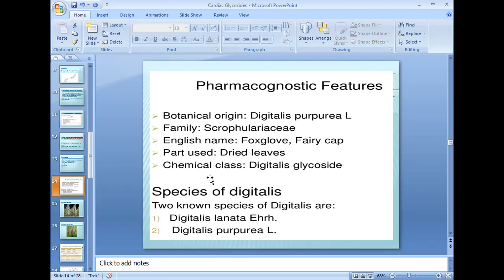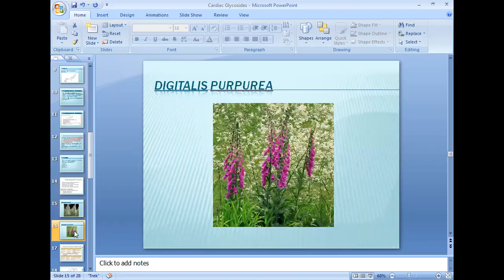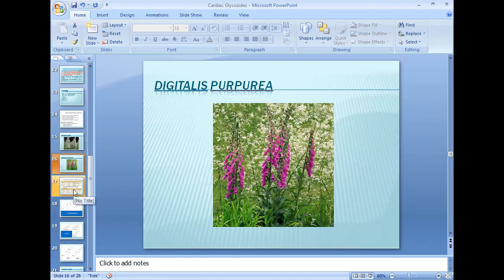Other species used as a source of cardiac glycoside also include Digitalis lanata. So the plants Digitalis lanata and Digitalis purpurea are both sources of cardiac glycosides of the class cardenolide.